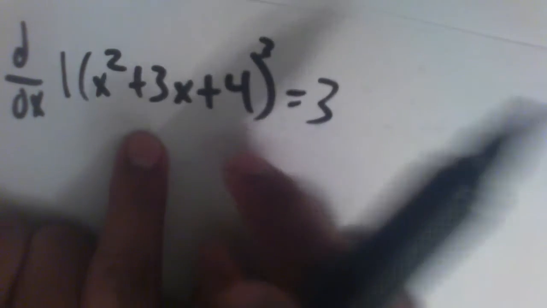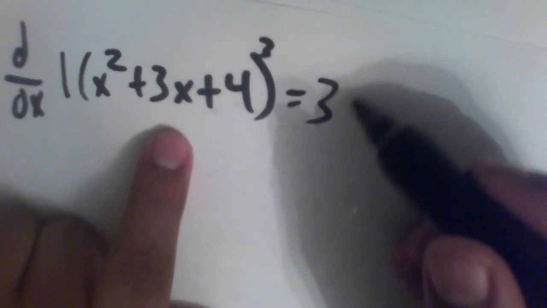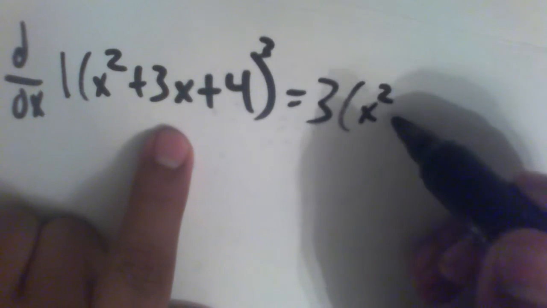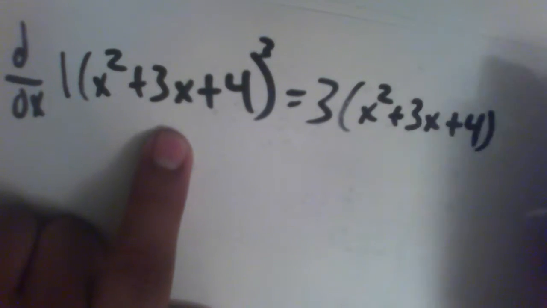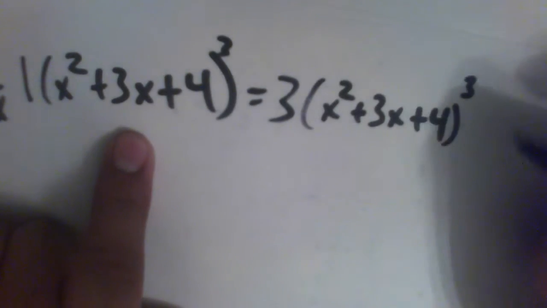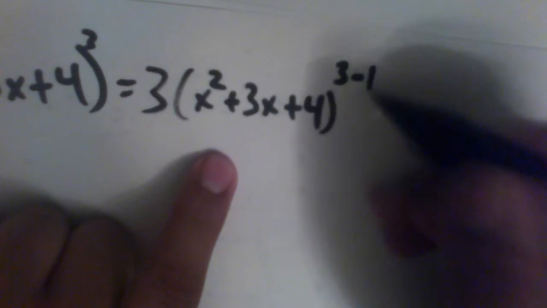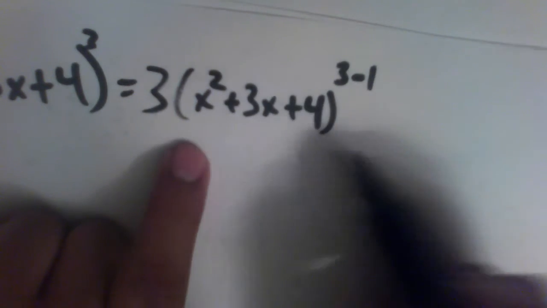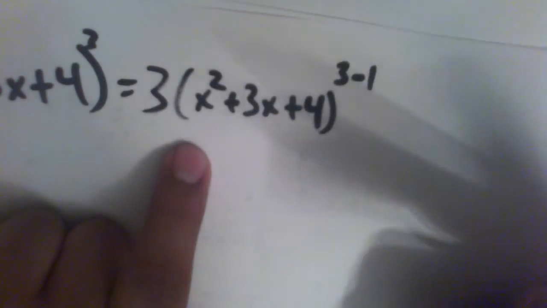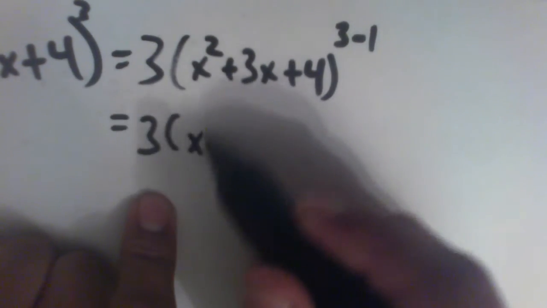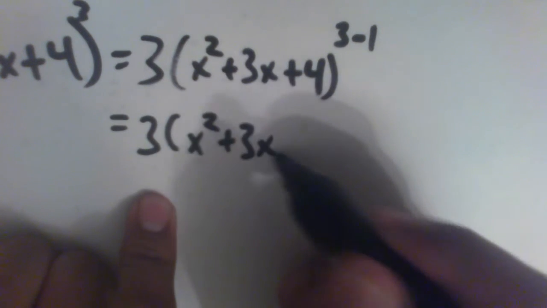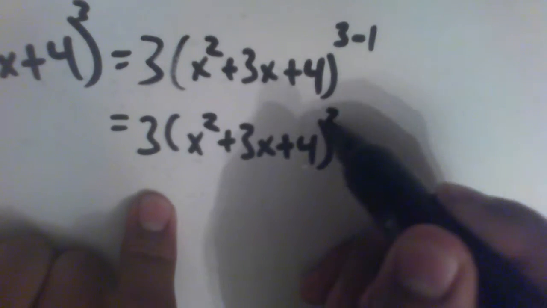Then we wrote everything exactly the same. So x squared plus 3x plus 4. And then what did we do after we wrote the 3? We subtracted 1 from the exponent, right? So it's going to be this. Well, this right here is just going to be 2, right? So we're not done. We haven't taken the full derivative yet. So it's going to be 3 times x squared plus 3x plus 4 to the second power.